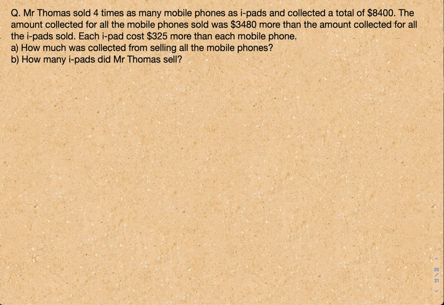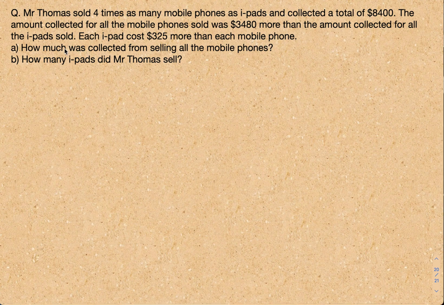Friends, let's do another interesting word problem on whole numbers. For that, let's read the question first. Mr. Thomas sold 4 times as many mobile phones as iPads and collected a total of $8,400. The amount collected for all the mobile phones sold was $3,480 more than the amount collected for all the iPads sold. Each iPad cost $325 more than each mobile phone.